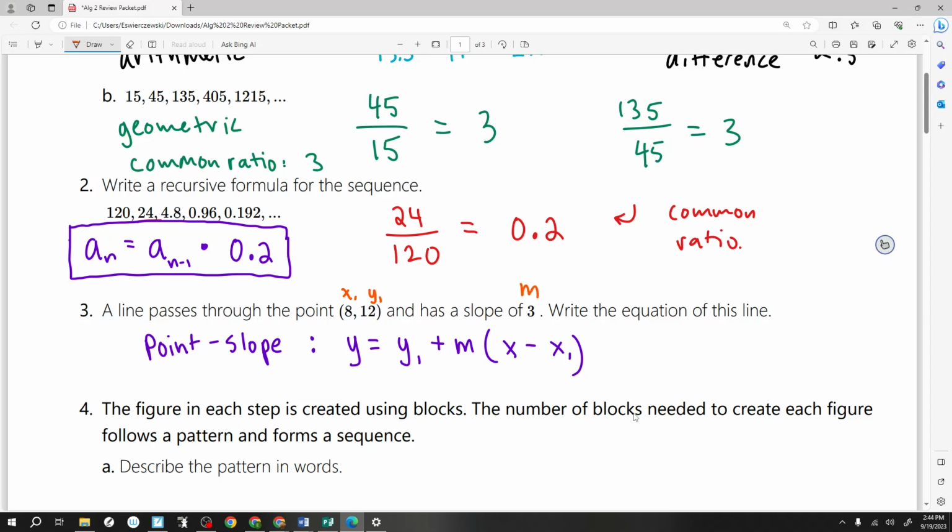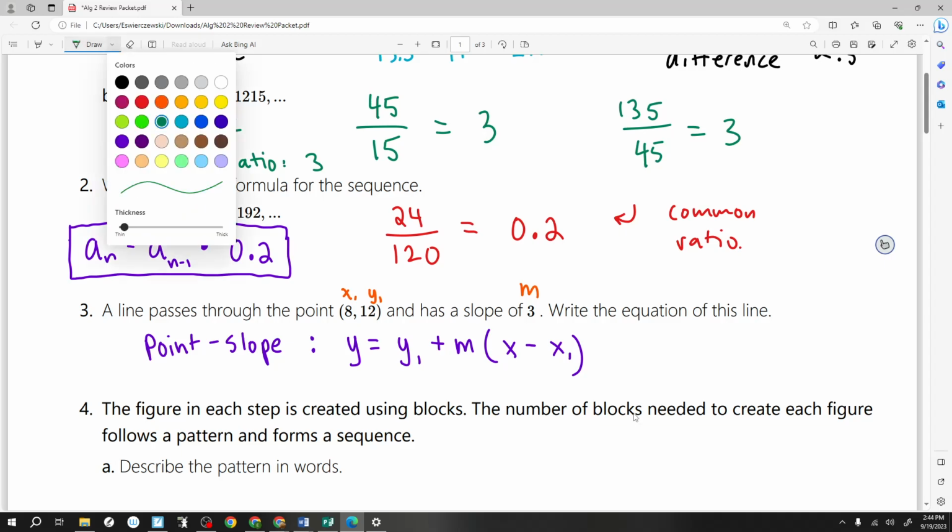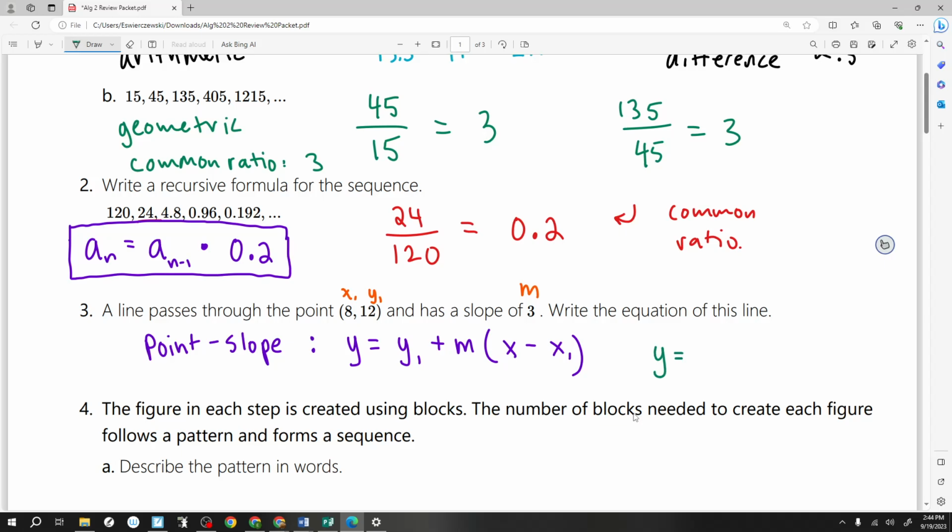M. So all I do is plug it in. Y and x are going to stay y and x. So here's going to be my answer. Y equals, what's y1? Plus, what's m? 3 times. Minus, what's x1? 8. Is that technically an equation for that line? Yeah, it is. We don't have to put it in slope-intercept form, so this is fine.